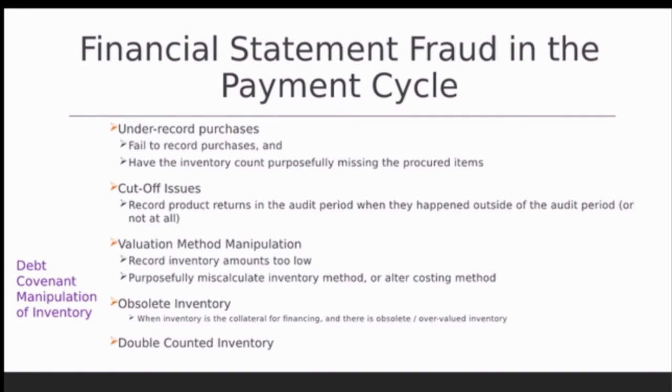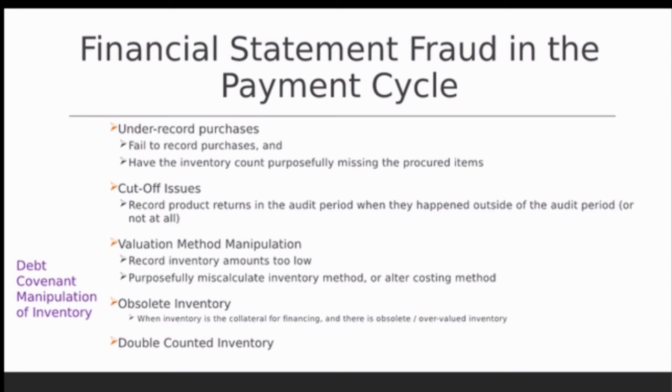Valuations are kind of a big deal because people can alter certain types of inventory valuations throughout the year. They can make their inventory amounts look lower because of that. They can also purposefully miscalculate the inventory method or alter costing methods throughout the process. So you've got to be aware of those situations, especially in material items or significantly moving items, so that you make sure there's no manipulation there. They could be manipulating it related to that debt covenant also, trying to make the inventory look higher value than it is.